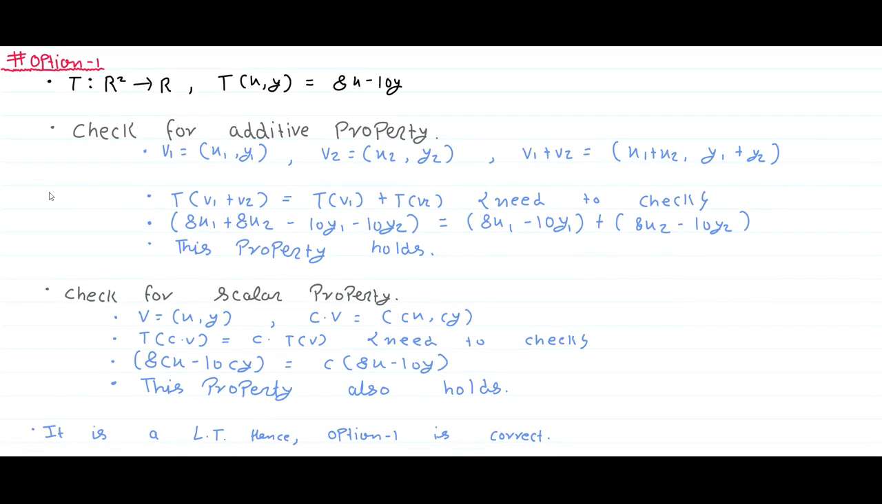So if we check whether T of (V1 plus V2) is equal to T of V1 plus T of V2, then we will find that the additive property holds here. Now, let us see the scalar property, or let us check whether the transformation of C times V is equal to C times the transformation of V. This map clears the scalar property also. Hence, the first option is a linear transformation.